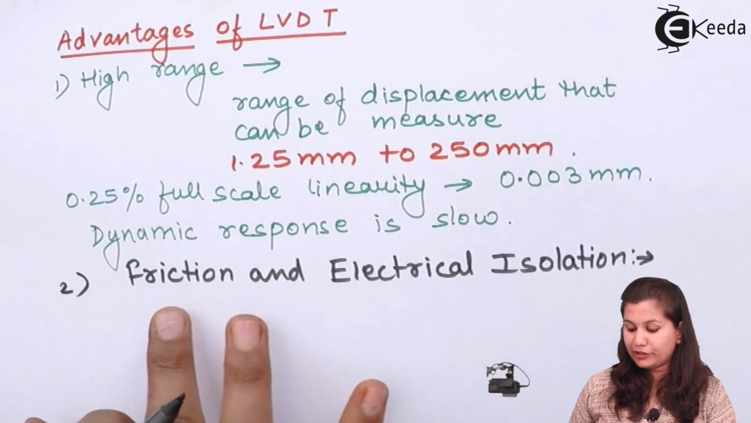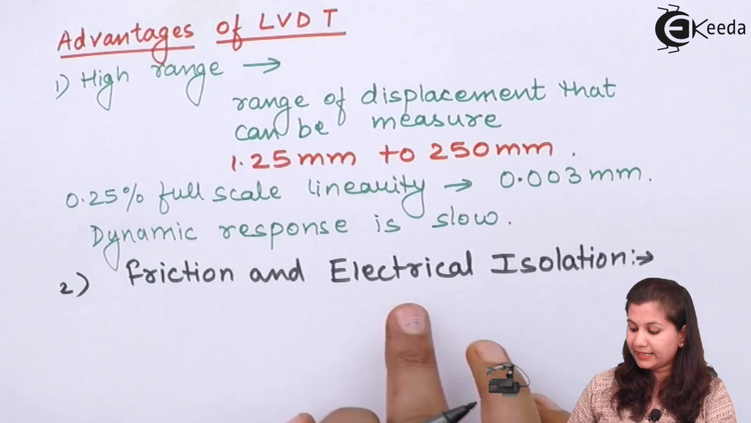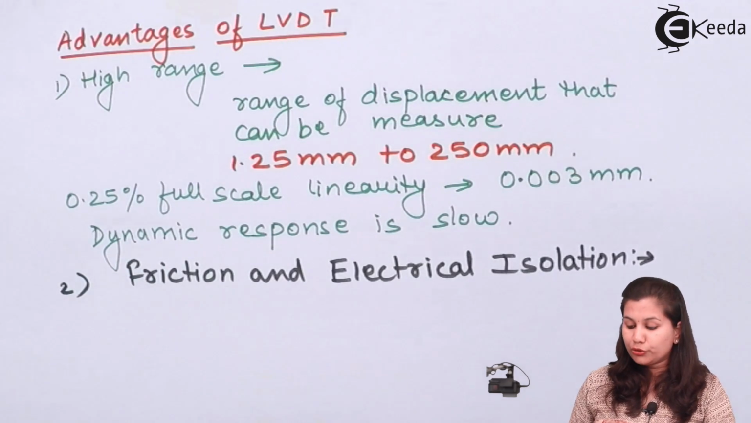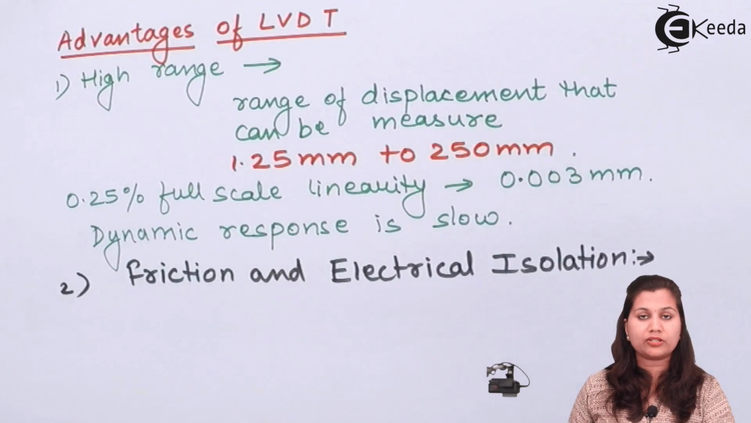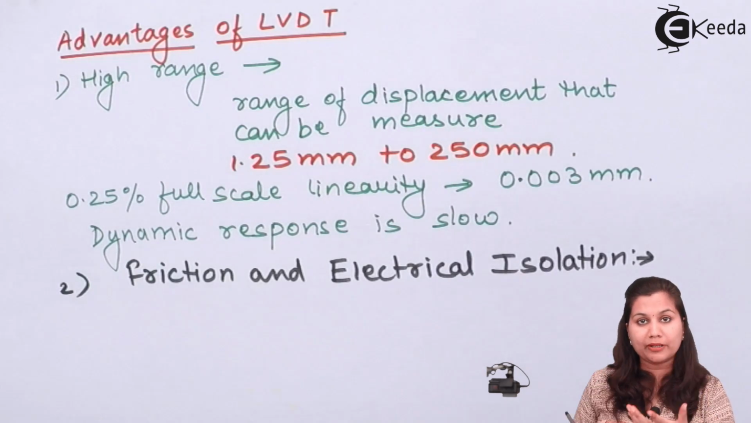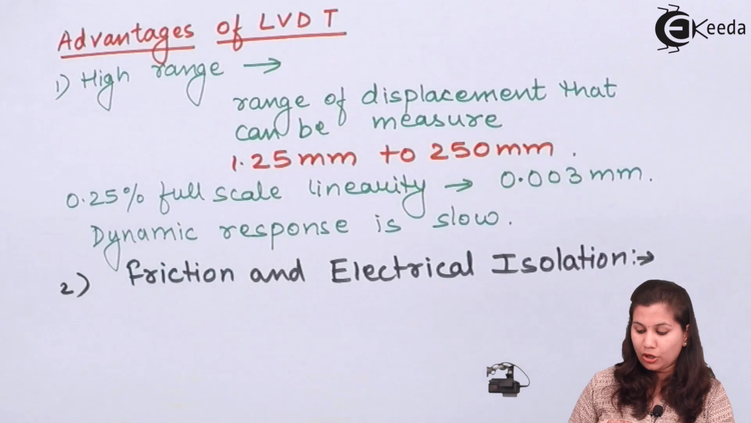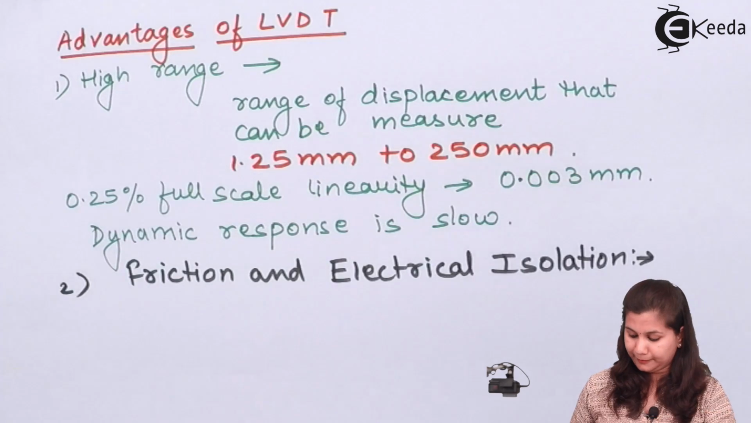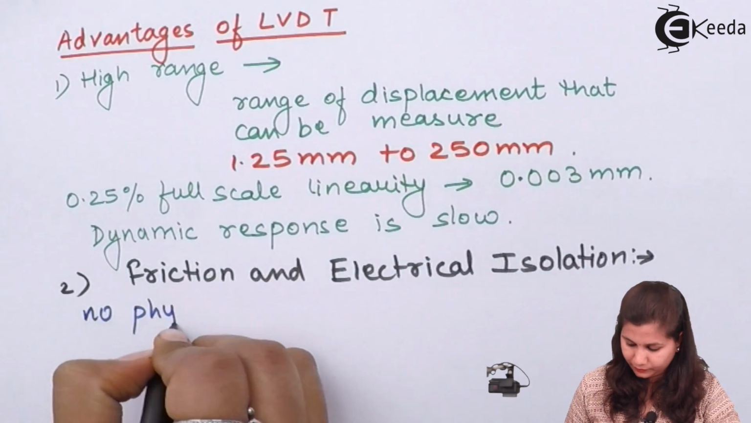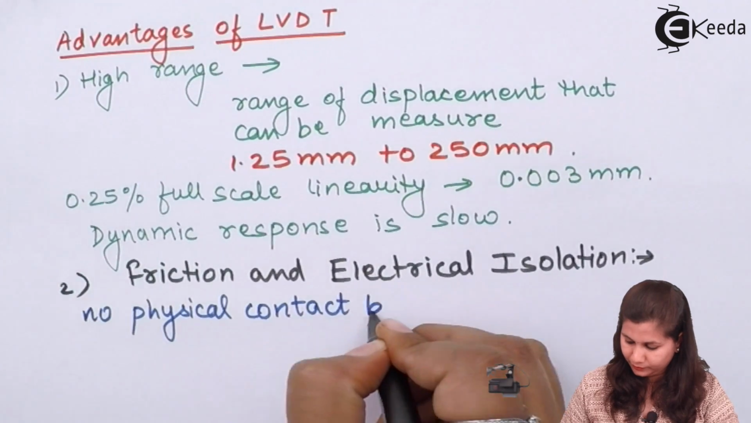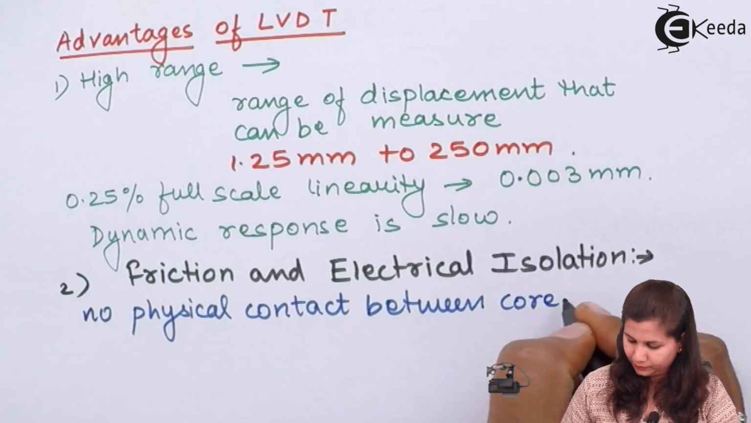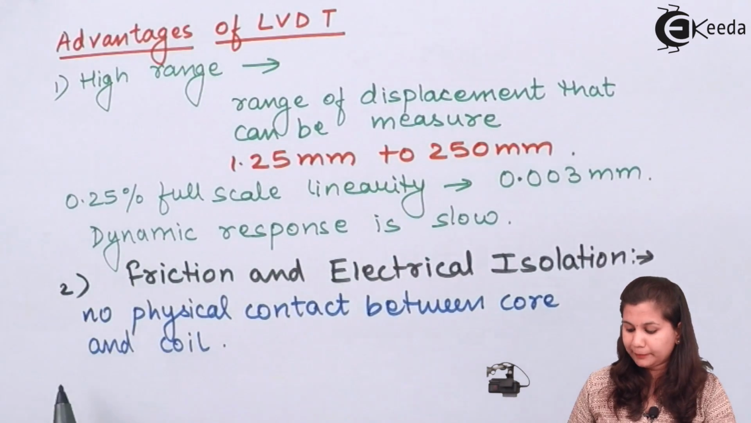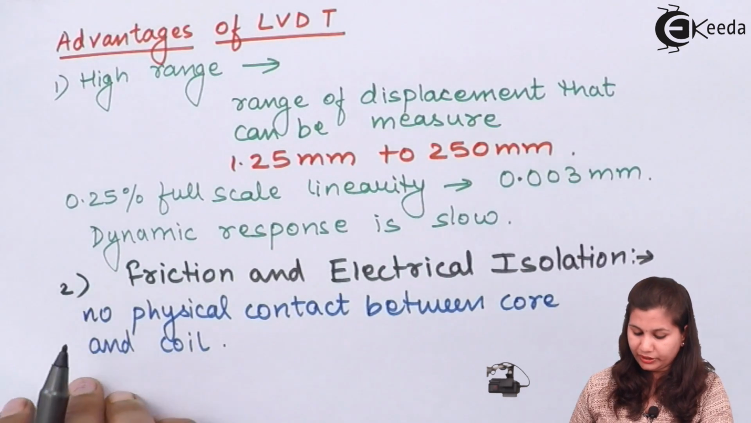So due to that, no friction is produced, and also there is an electrical isolation between the core and the coils of the LVDT. So due to that, no wear and tear is caused, no friction is produced, no damage to the parts of the instrument. So the operating life of the instrument is increased. So there is no physical contact between the core and the coil, so there is no wear and tear.